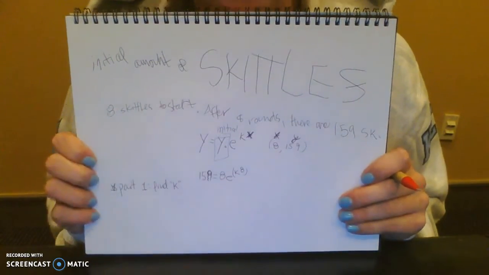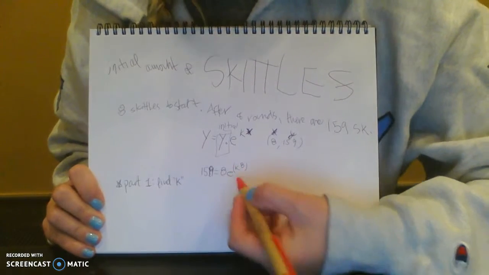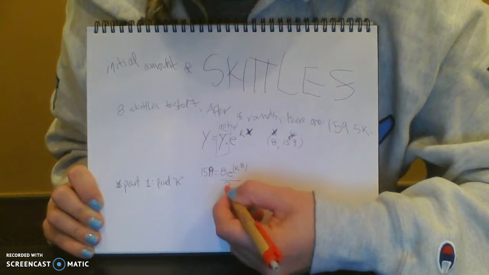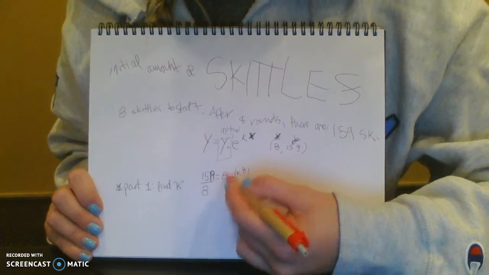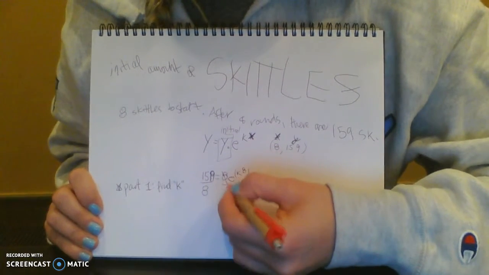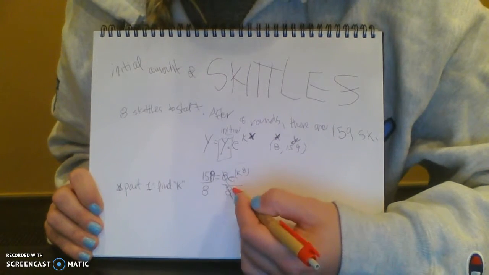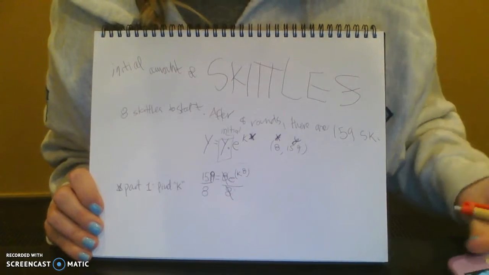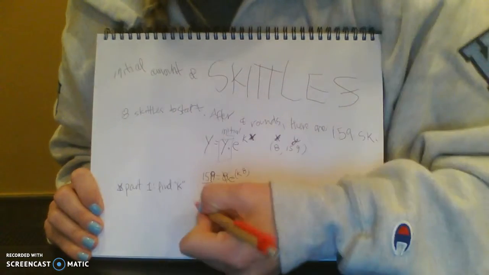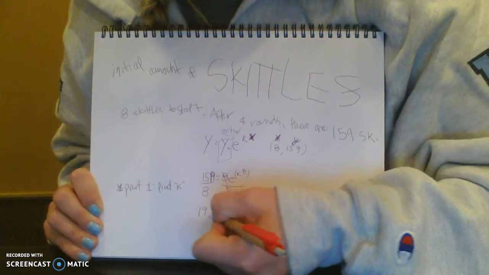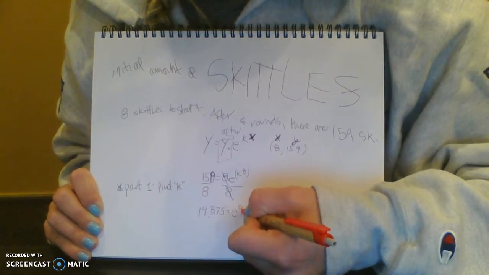Okay. So the first part of the problem, Part 1, is to find K. So I'm going to start doing that by just solving this equation for K as if it were an exponential equation that I was trying to solve a variable for X. I need to isolate my variable term by dividing by 8. So this is times 8, divide by 8. Those are inverse operations. So now I'll do 159 divided by 8. Should be about 20. Okay, 19.875 is equal to e to the 8K.